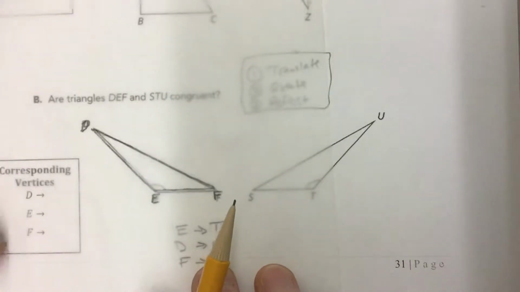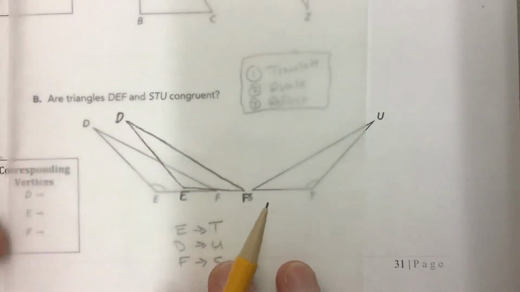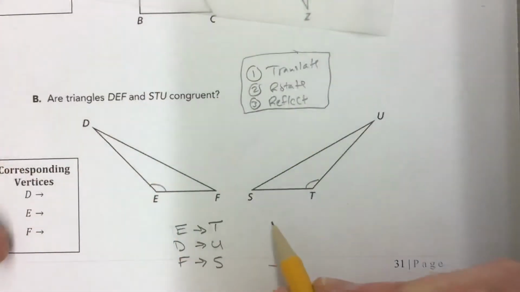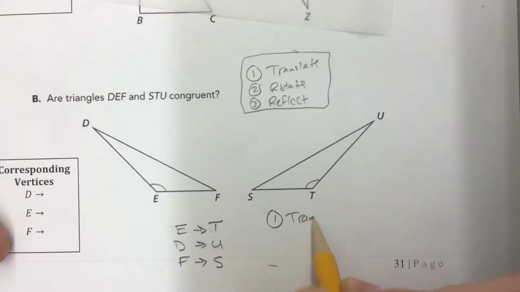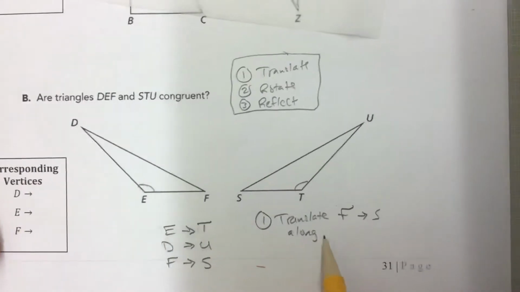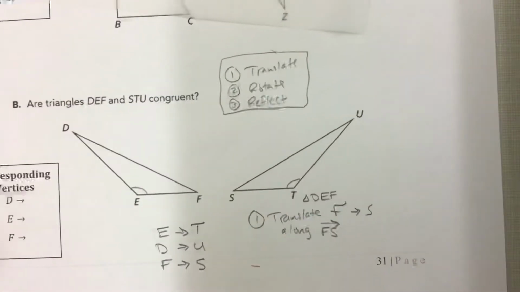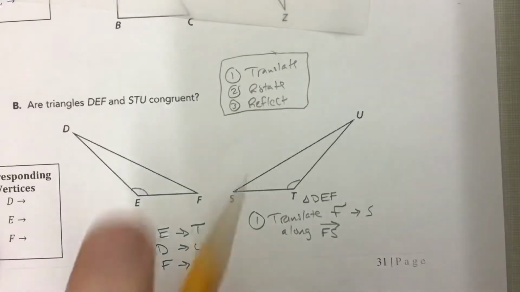So let's do that. I have to always be very specific with my steps. So F needs to go to S. So my step 1 is going to be to translate F to S, or we could say along the vector FS. And we're going to translate DEF. I probably should have said that. We're going to move which triangle? The DEF triangle from F to S. Okay, so that's step 1.